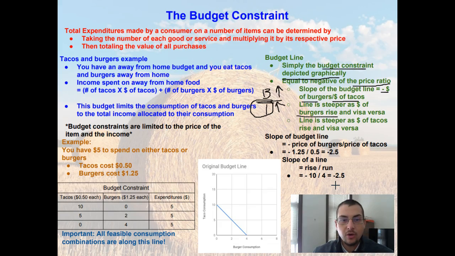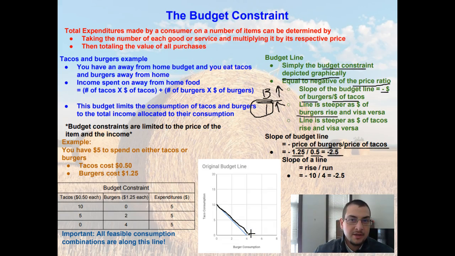So let's go over the slope of the budget line real quick. How do we calculate that? Well, we said it's equal to negative price of the burgers divided by price of the tacos. So what is the price of our burger here? The price of our burger is $1.25. The price of our taco is 50 cents. 1.25 divided by 0.5 is equal to negative 2.5. So that should be the slope of our line right here.